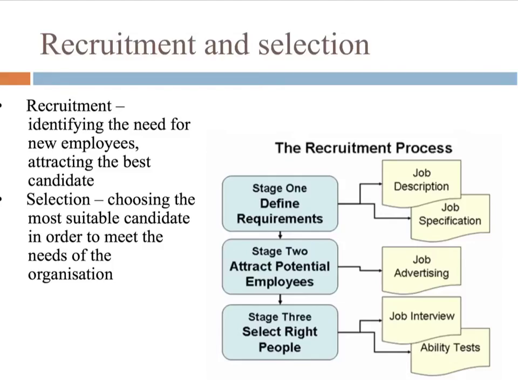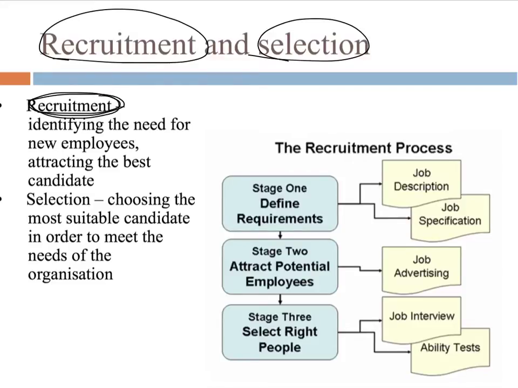So first of all, let's not get these two words mixed up then. They both mean different things. Recruitment is about identifying the need for a new employee and attracting the best candidate for the job. Selecting is about choosing the most suitable candidate for the job in order to meet the requirements of the organisation. So recruitment is deciding who we want or what we want in an employee and getting that person to reply to us. Selection is once, say, 5 or 6 people are chosen to make a shortlist, how do we choose out of those 5 or 6 people who would be the best?